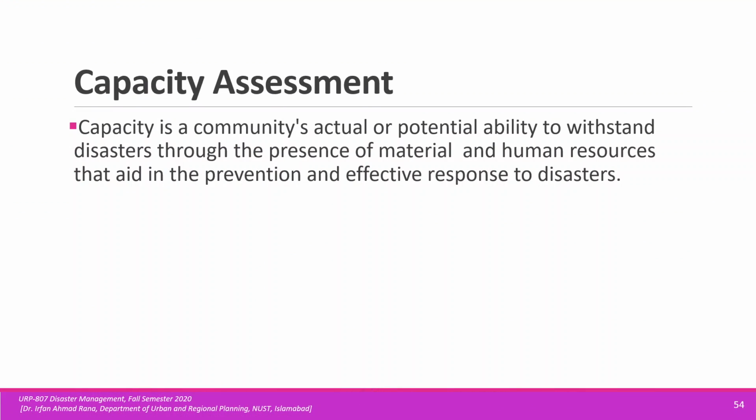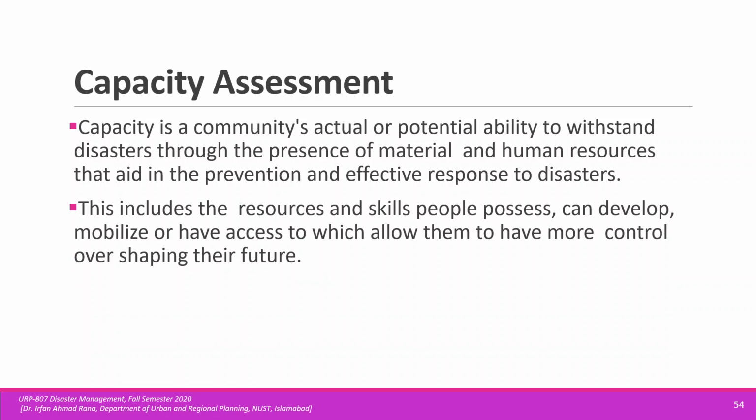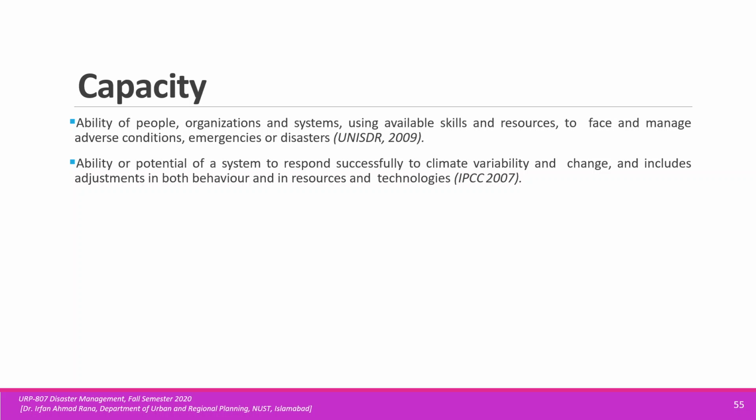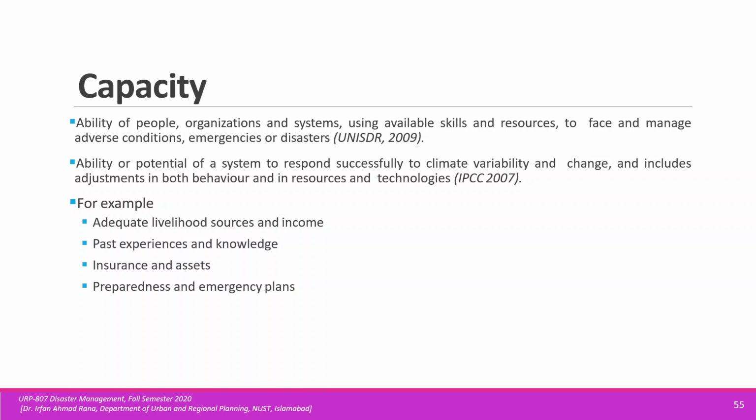It can be defined as the community's potential ability to withstand disaster due to presence of material and human resources to tackle or prevent a disaster and respond to it very effectively. This includes all the different skill sets of the people which they have developed over time, which can help in reducing the impact of disaster. That can be at the level of population, people, organization, or institutions or systems. In IPCC, the definition mostly leads to an approach of adaptive capacity, a system which can respond successfully to climate change variability and adjustment in behaviors is called capacity. Here we can include income, past experiences, different insurance mechanisms, existing preparedness, and emergency plans. That can be a part of capacity.